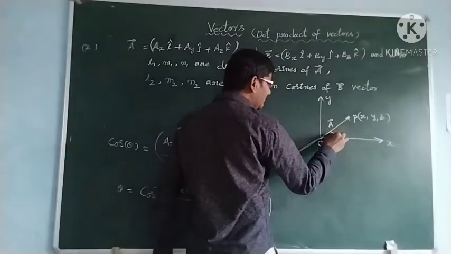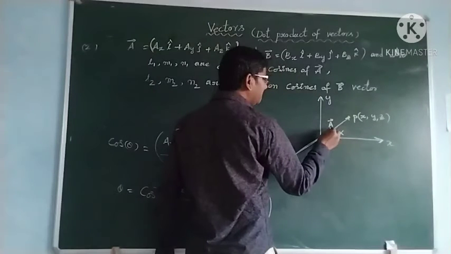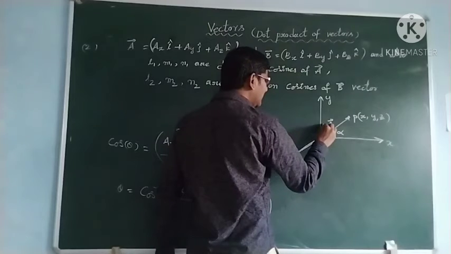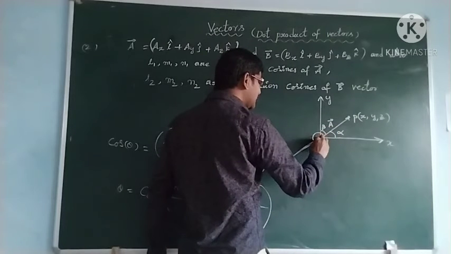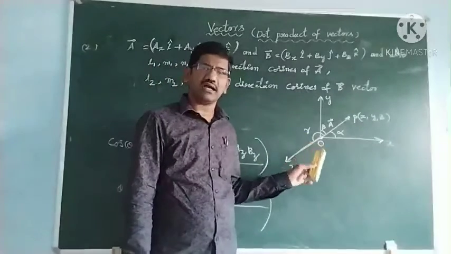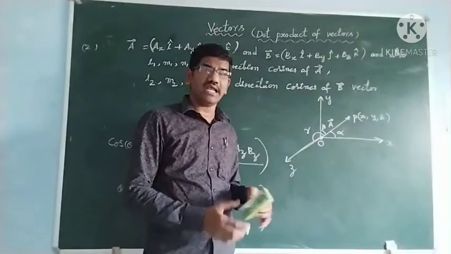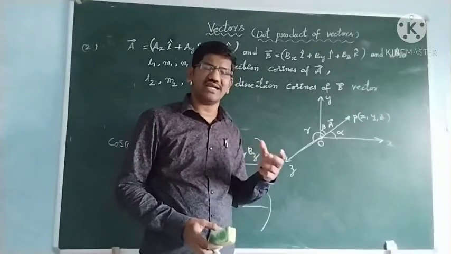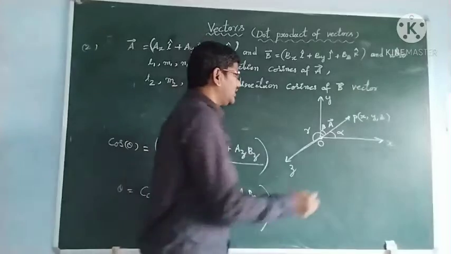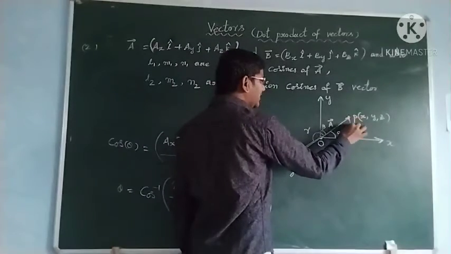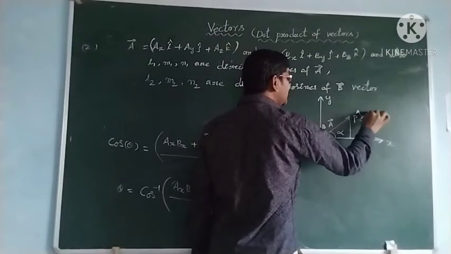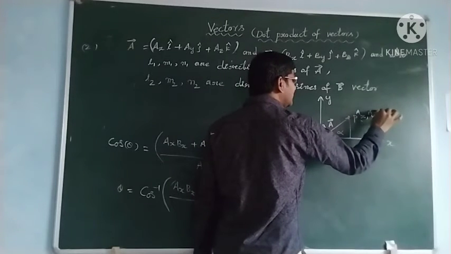It makes some angle with the x axis, called alpha, some angle with the y axis, called beta, and some angle with the z axis, called gamma. So alpha, beta, gamma give the directions of the vector with the x, y, z axes. That's why those are called direction cosines. If this is a bar vector, its x component is ax, y component is ay, and z component is az.